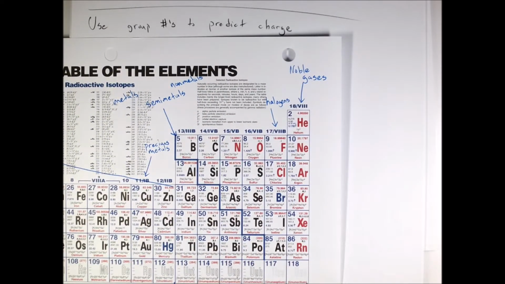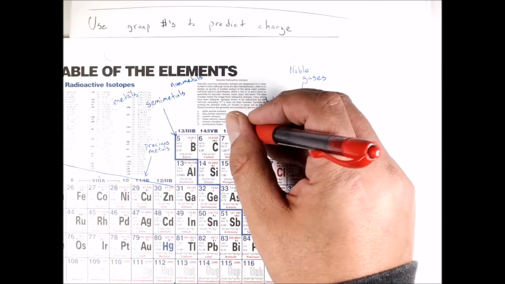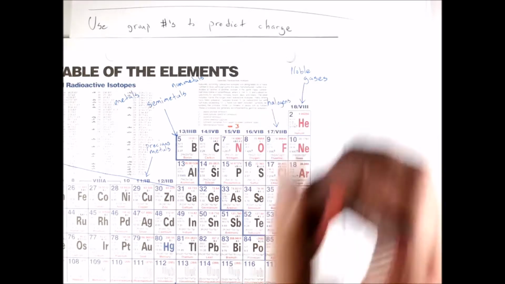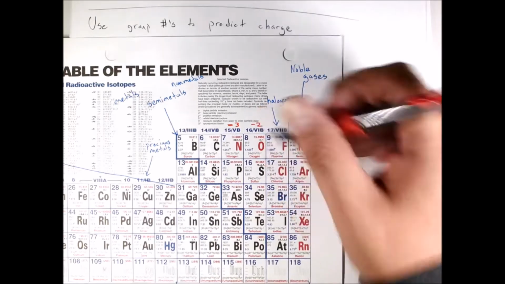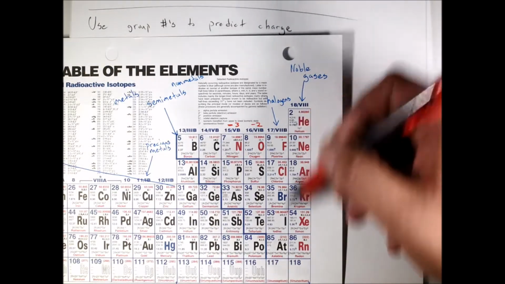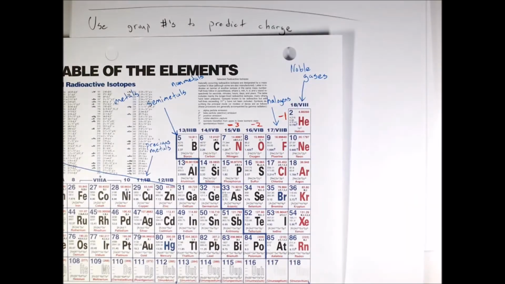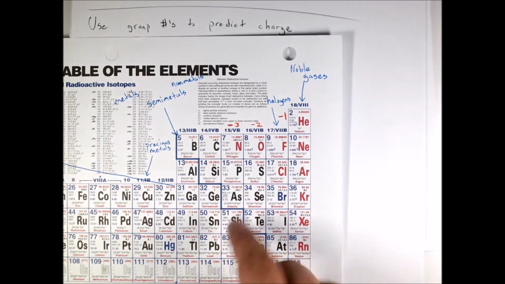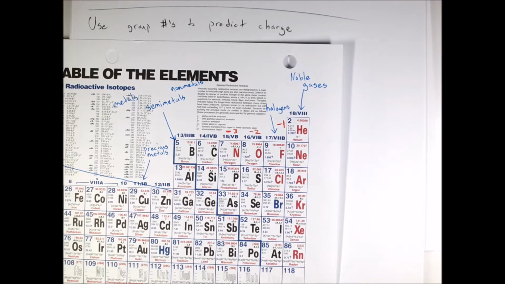The next ones I want you to be aware of are this group here. This group, they tend to be a -3. This next group, they tend to be a -2. And then the halogens tend to be a -1. I highly recommend committing that to memory. And elements in the same column, because they have similar properties, will end up making similar types of ions.